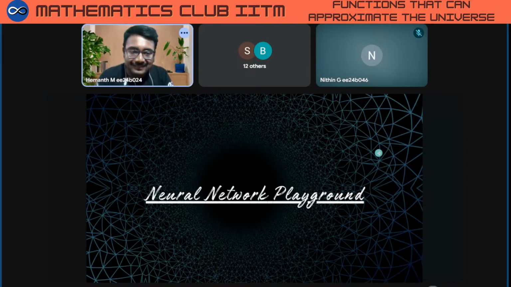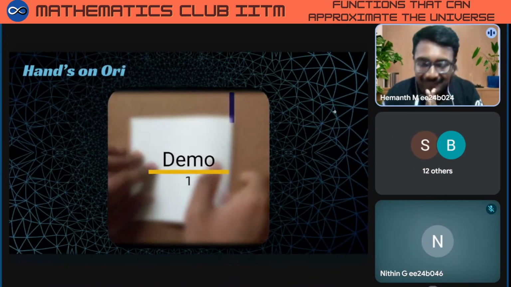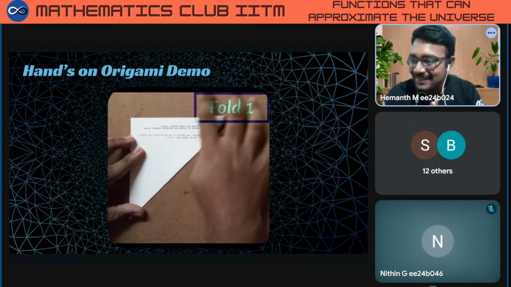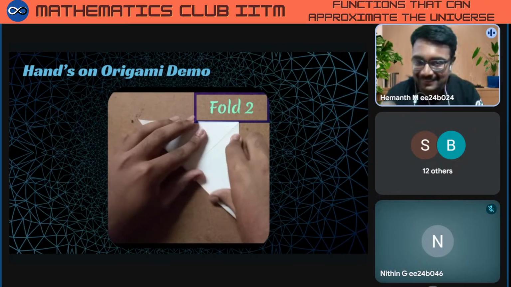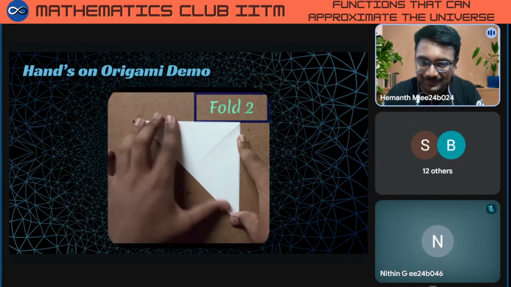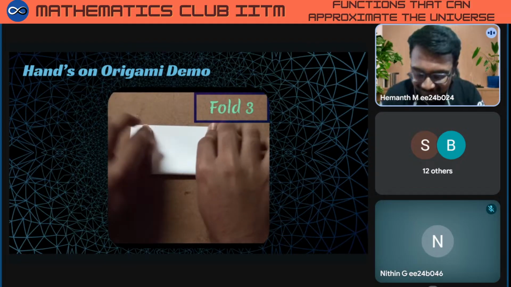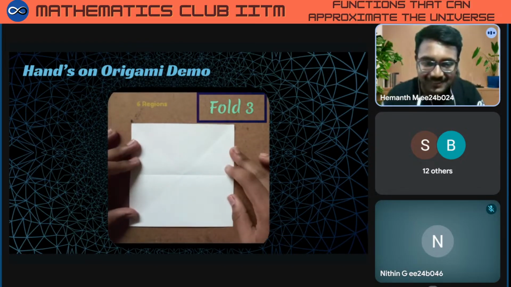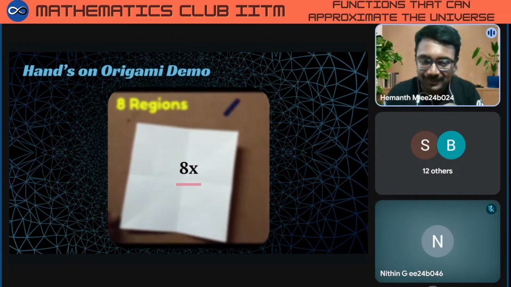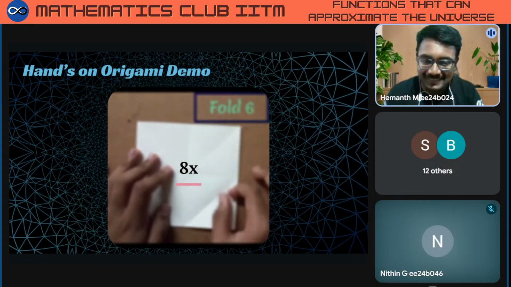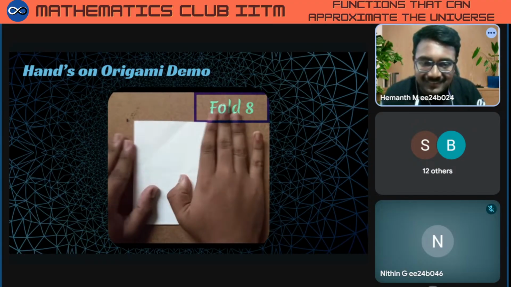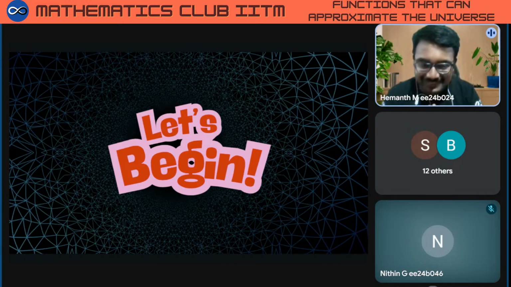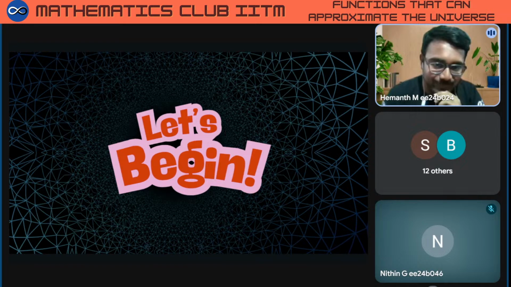So now, coming back. There's also a hands-on origami demo. It's not exactly origami, but it is just to illustrate a beautiful concept related to this. This will come in the later half of the session, where you'll see that just folding a paper can help you understand a different idea here. So let's begin. This was just a brief intro of what will happen in the session to make you curious. Now let's begin.